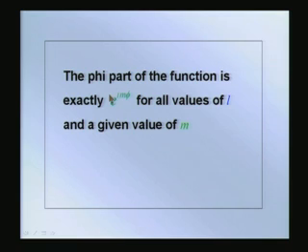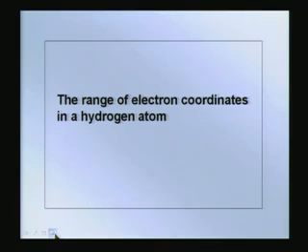For the phi part, the solution is exactly e to the i m phi for all values of L and a given value of m. So when m is 0, this is obviously 1, which means it does not appear, and therefore you remember 3 cos square theta minus 1 for L equal to 2, m equal to 0, and so on.